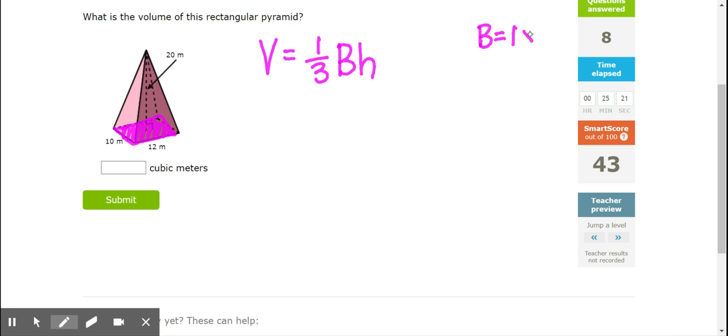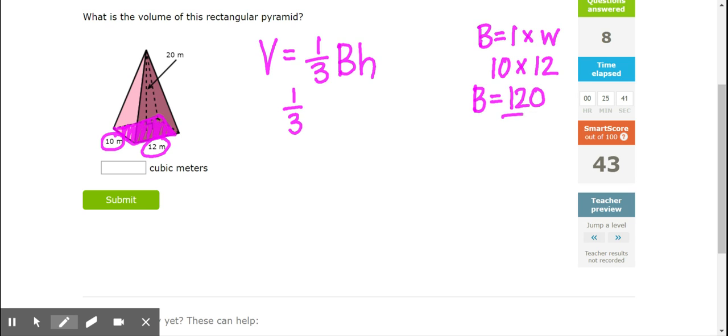So area of a rectangle is length times width. My length is 10. My width is 12. So I'm going to do 10 times 12. That means that the area of my base, or my capital B, is going to be 120. Okay, so let's go back to my formula. I'm going to bring this 1/3 down. I'm going to substitute in 120 for my capital B. I'm going to look at my picture to find my H. Here is the measure that's going to the very top. That represents the height. So the height's going to be 20.